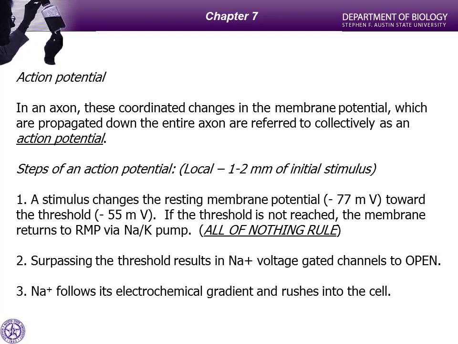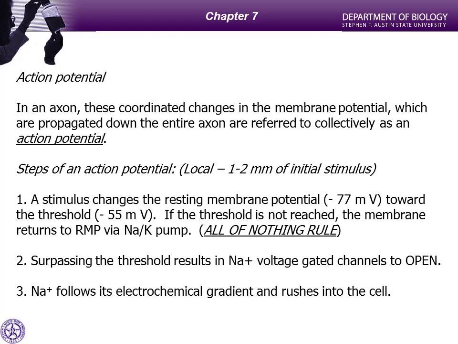So when we get minus 55 or more positive, we open our sodium voltage gated channels, and sodium is transported from the outside of the cell to the inside of the cell. This is kind of a trick question. What transport mechanism is used to move sodium from the outside of the cell to the inside of the cell? What transport mechanism? Think very carefully. Put all of our information together.